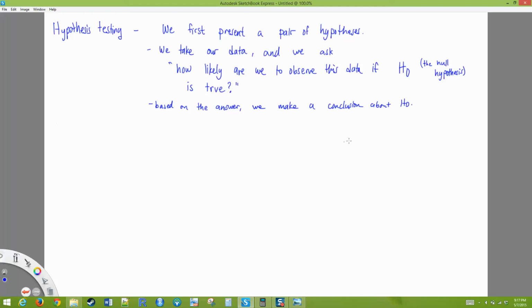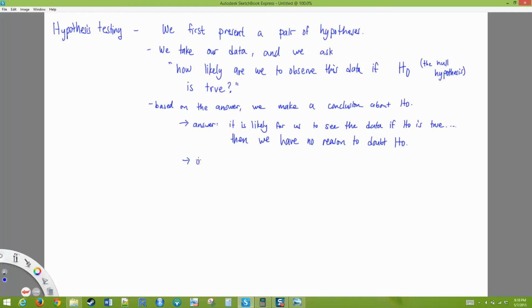Okay, so let me just point out the conclusions. If the answer to the question is, it is likely for us to see the data if H0 is true, then we have no reason to doubt H0. I'm going to put all of this out in the beginning, and then we'll do some examples, and I hope it will flesh out these concepts a little better.